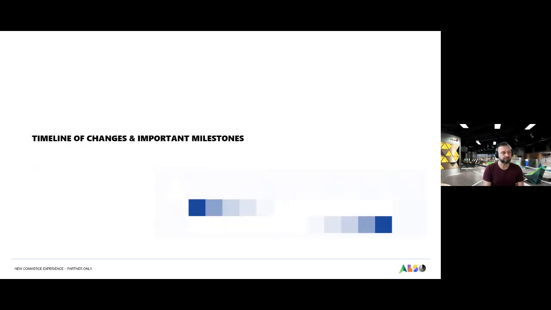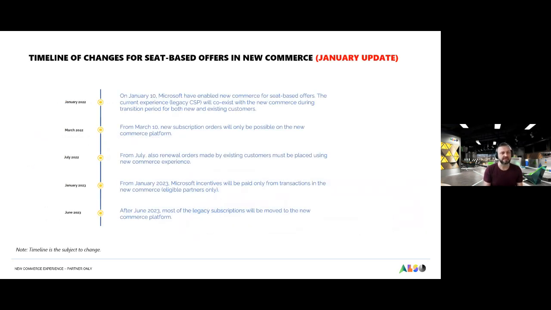All right, so let's go. Timeline. This is the basic timeline that was updated in January. Still no changes. From March 10, all new subscriptions must be placed in new commerce. This is something that we learned. Existing customers with existing subscriptions may still use legacy, and they have all the features enabled, so there is no limitation on any changes to the subscription. I mean, increasing or decreasing the number of seats, or terminating the subscription, you can still do this in legacy. And until July, all these legacy subscriptions can be renewed for another 12 months in legacy as well.